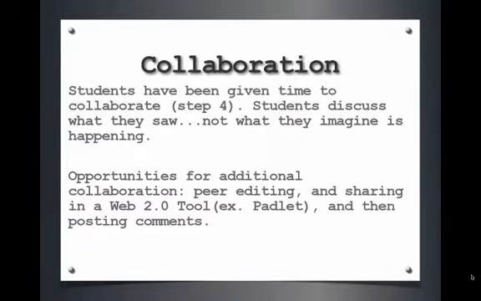And then we also see collaboration as the final one of the 4 C's. So students were given time to collaborate in creating their stories. And then you could also add more opportunities for collaboration when you publish the poem. So you could do sharing in a Web 2.0 tool. You could use Padlet, some of the sticky tools, a class blog if you have it. You could post comments. And even before that, you could take a step back and do peer editing before you post.